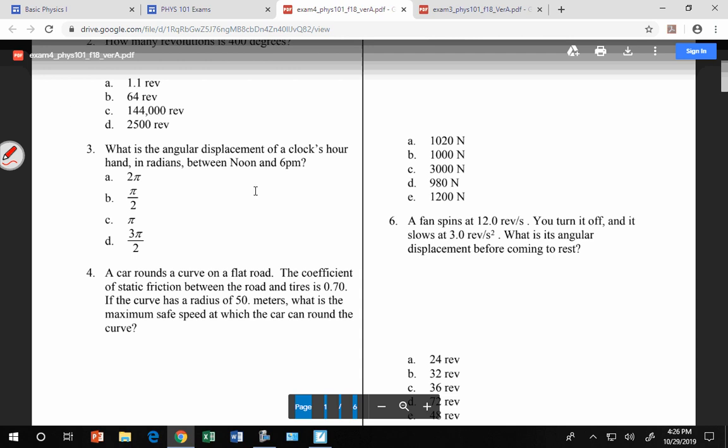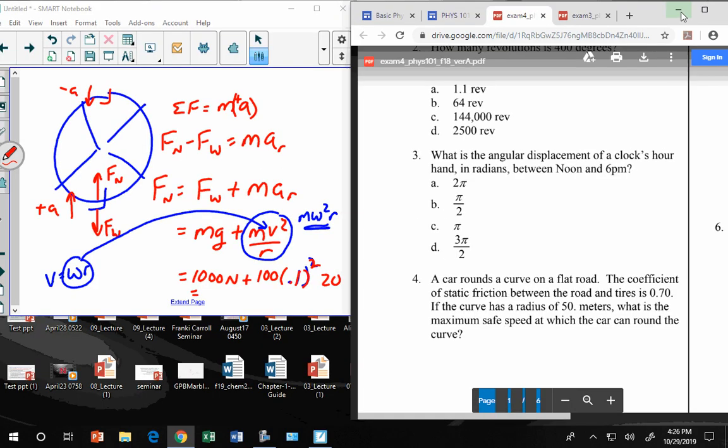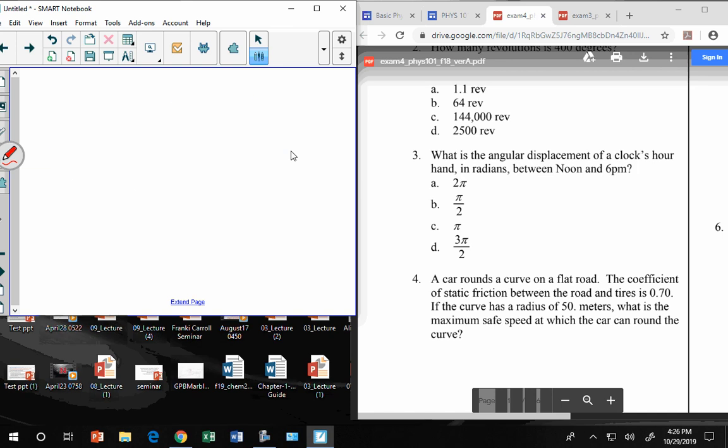You don't know how to do this number 3? What is the angular displacement of a clock's hour hand in radians between noon and 6 p.m.? Do y'all know how to read an analog clock? Between noon and 6 p.m., how many degrees does the hour hand travel? 180 degrees. Okay. How many radians? Pi. Okay, good. So if I want to know the angular displacement, this is just going to be pi.